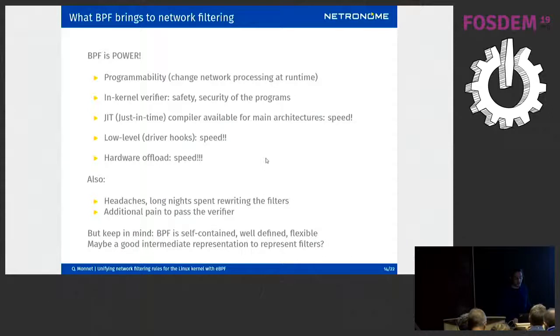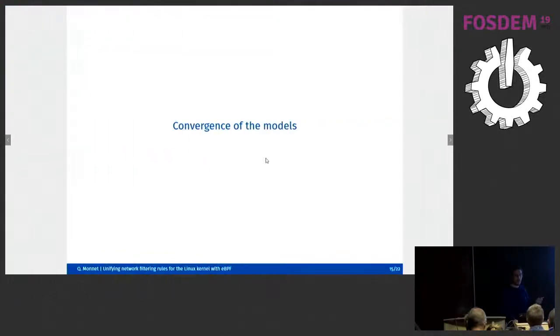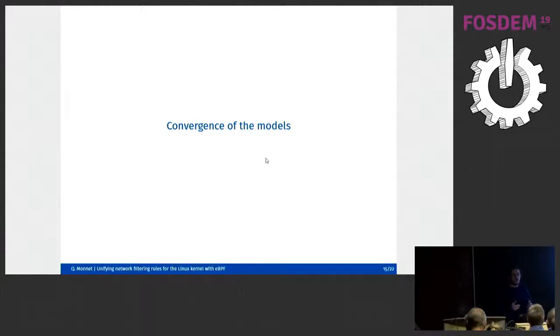So keep also in mind that BPF is self-contained, it's really a virtual machine inside the kernel. That's well defined. We have a reference implementation in the kernel, so that's something that holds together, that really makes a possible good intermediate representation for things like filtering packets. So how could we maybe leverage this into finding convergence between different models for filtering?